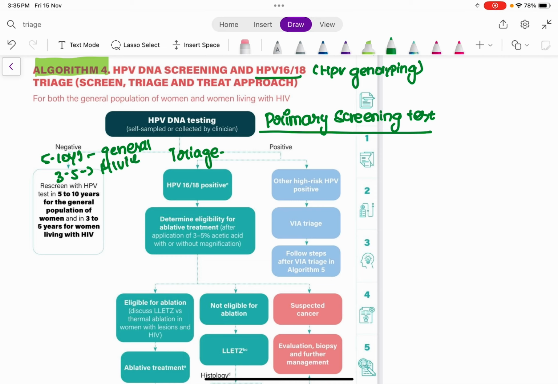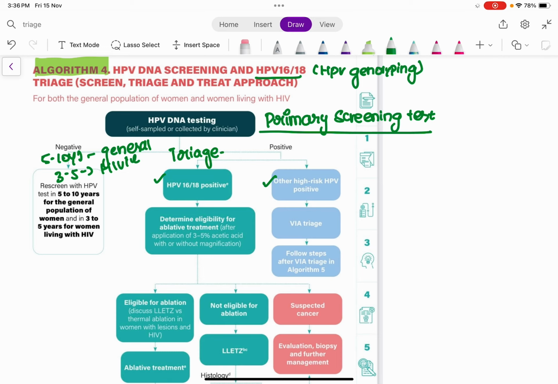Clear? Okay. But if it comes out to be positive, you follow up the primary screening test of HPV DNA testing with the triage test of HPV genotyping. And in HPV genotyping, the reports can be either the high-risk subtypes such as HPV 16 and 18, or it can be other high-risk HPV subtypes.